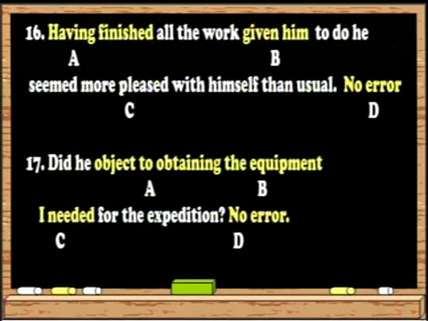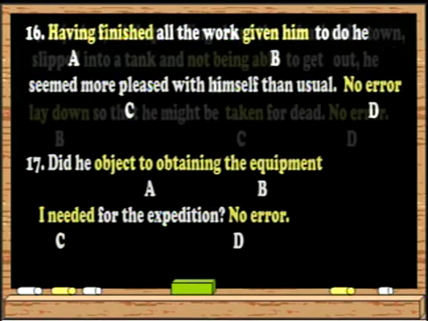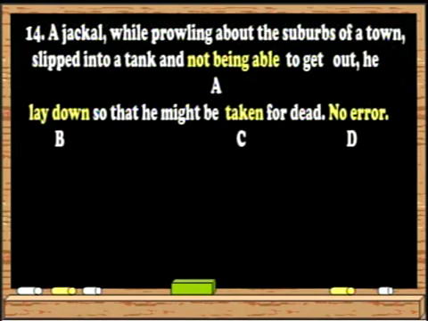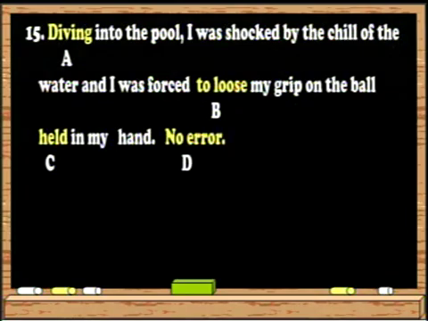Having finished all the work given him to do, he seemed more pleased with himself than usual. Did he object to obtaining the equipment I needed for the expedition? Now, number 14 has no error, so letter D will be the correct one. The answer to 15 is B.